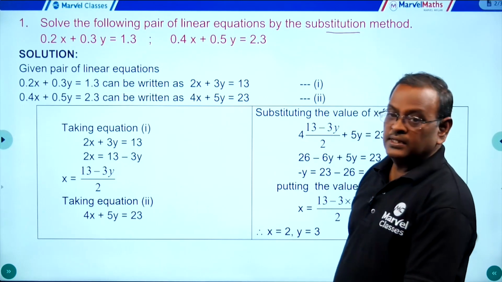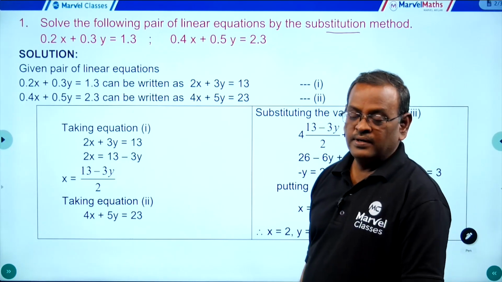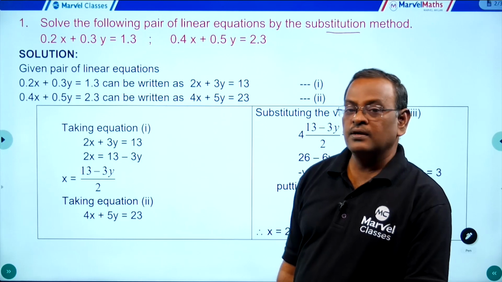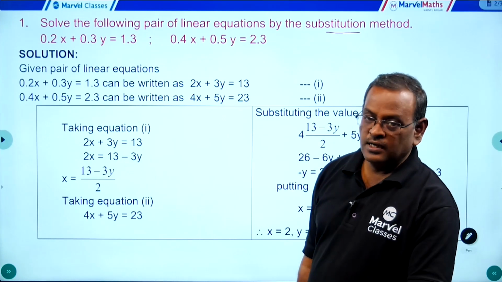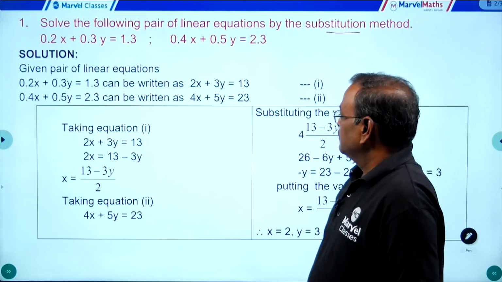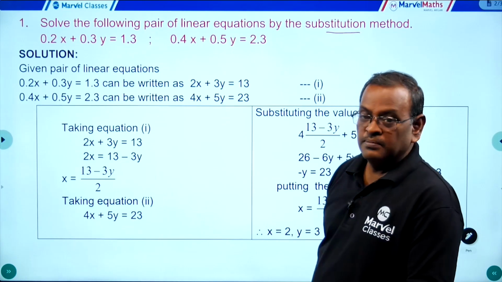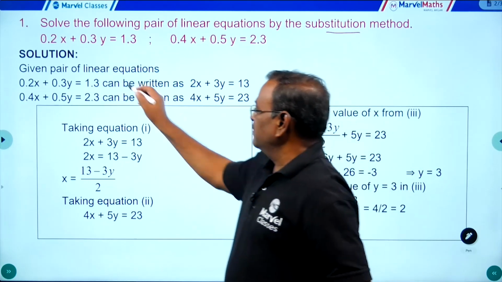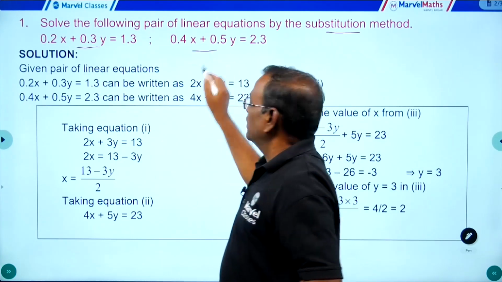So there are three methods in pair of linear equations: substitution method, elimination method, and cross multiplication, but this year cross multiplication is deleted, and one method is called the special method. So the first problem is based on the substitution method, but here in the pair of linear equations, the coefficients are decimal.